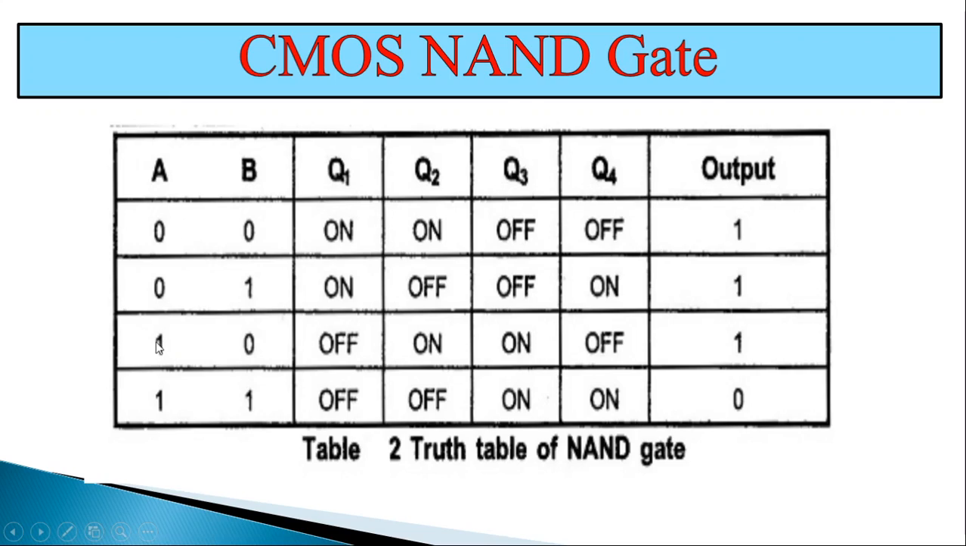Then similarly, when A equal to 1 and B is equal to 0, Q1 will be off, Q2 will be on, then Q3 on, Q4 off, and it gives the output 1. But when A and B both are equal to 1, 1 at A input and 1 at B input makes the Q1 and Q2 transistors off. At the same time, 1 at A input and 1 at B input make the transistors Q3 and Q4 on and gives the output equal to 0.